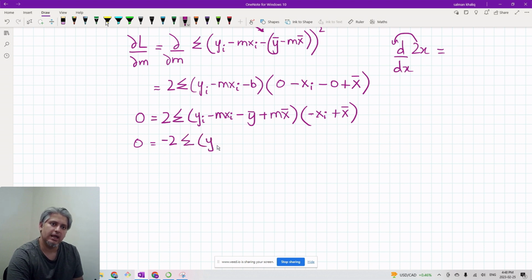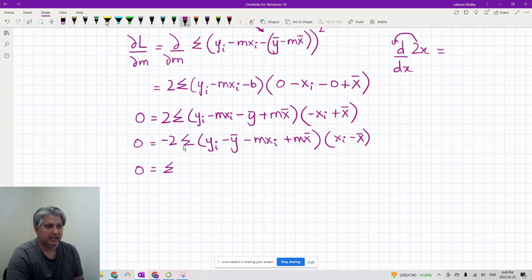Summation yi. And here what I'm doing is I'm writing the y terms together, yi minus y bar. And I'm writing the x terms together. So minus mxi plus mx bar. And then I can write, since I pulled out this negative, I will get xi and I will minus x bar. Now this negative 2 can be divided on both sides and become 0. So you will get 0 equals sum.